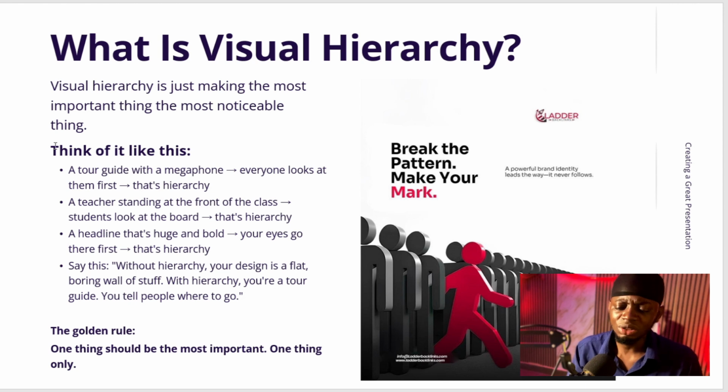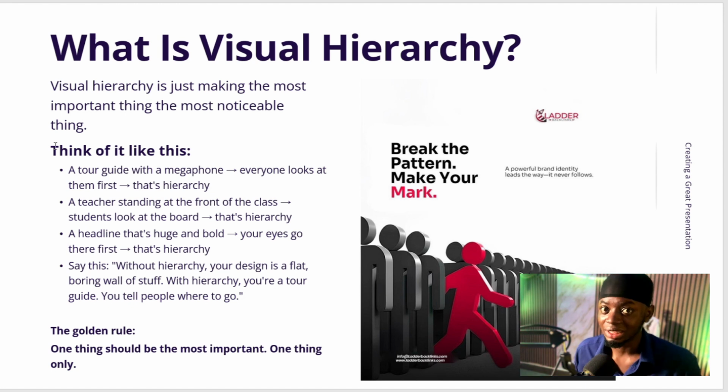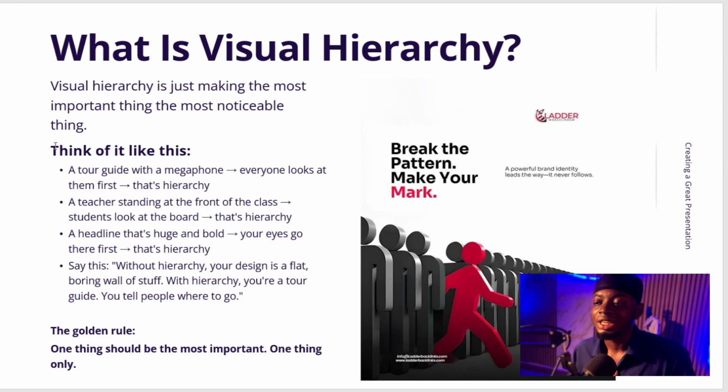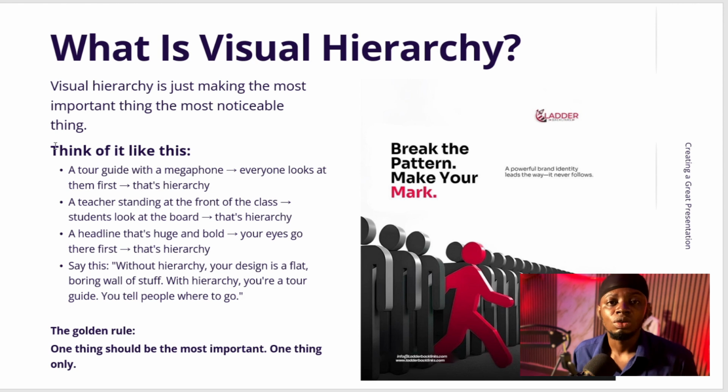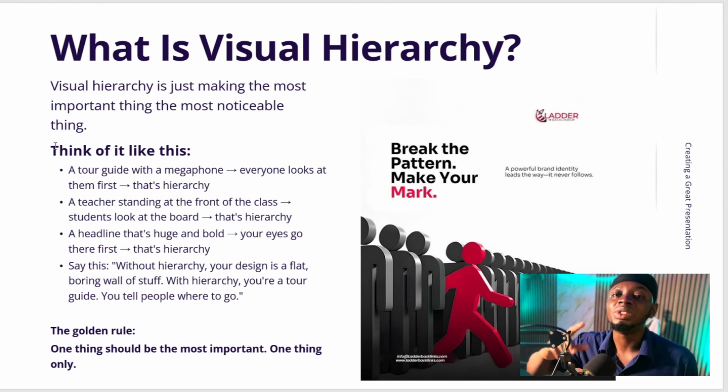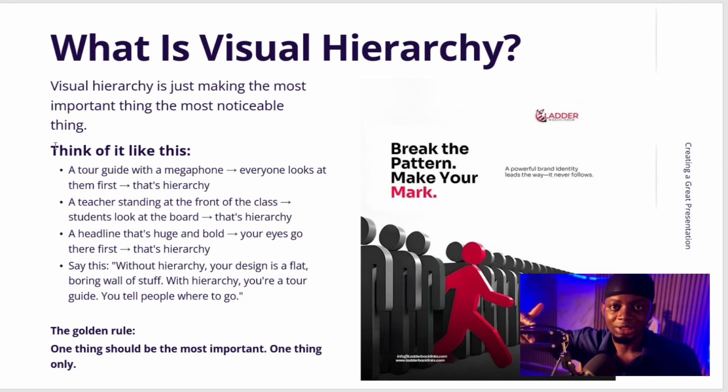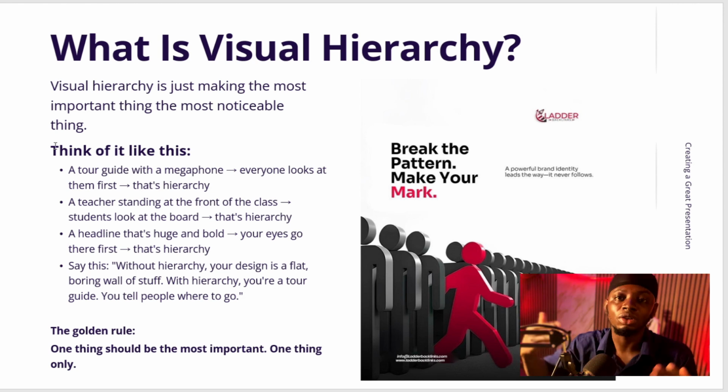So think of it like a teacher standing in the front of a class. When the parent of a student comes in, who are they going to see first? They are not going to see the student first. The first person they are going to see is the person standing, which is the teacher. So the golden rule is that one thing must be most important in your design. Everything in your design is important, I'm not saying everything is not important, but one of it must be the lead, the most important. Then others can follow.